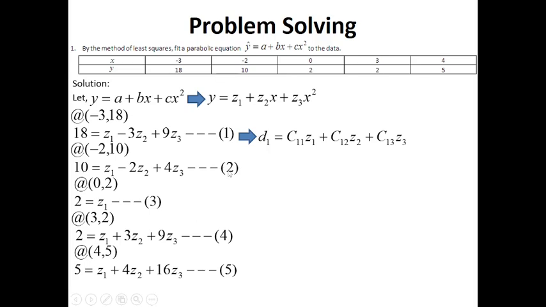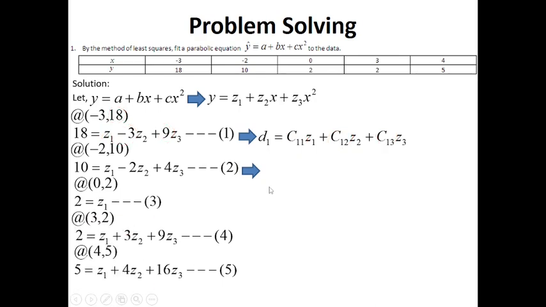So, this is the interpretation. So, yung y natin na yan, yung 18 na to ay y sub 1. So, gagawin natin siyang d sub 1. Okay? And then, itong ano naman, C11, yun yung 1. C12, ito yung negative 3. Okay? C13 is to yung 9. Okay?